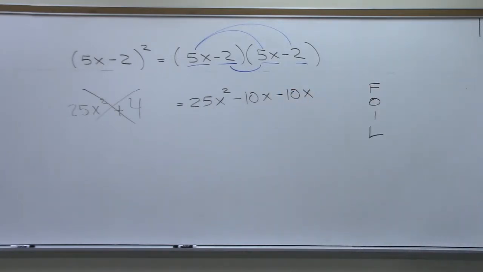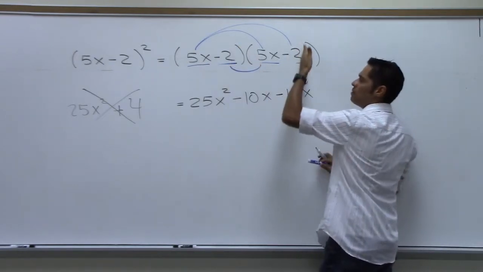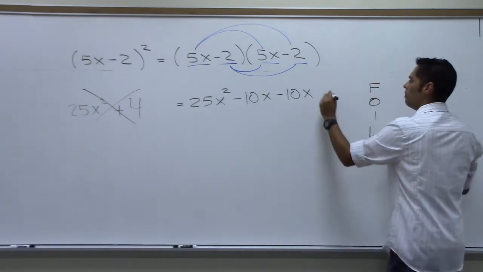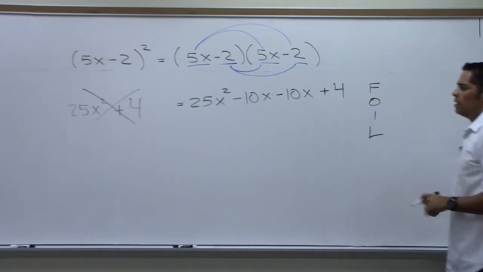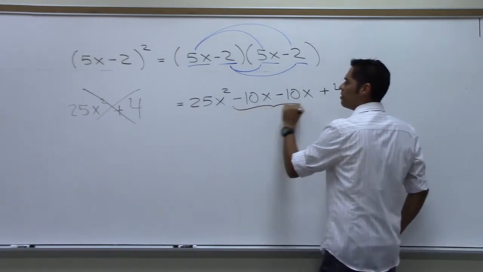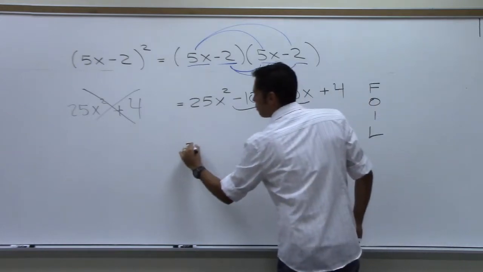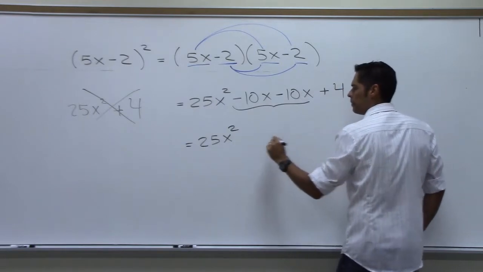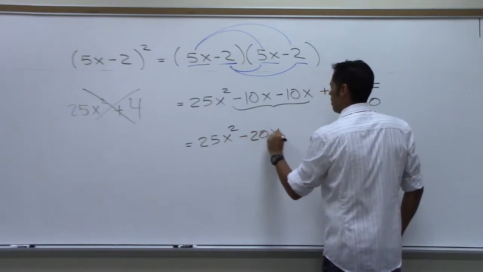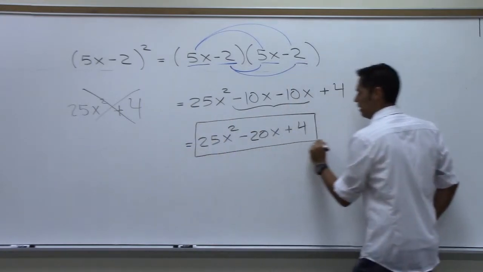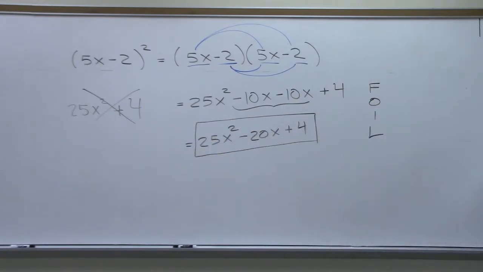And then the last ones means the last one here and the last one here together. So here to here, negative 2 times negative 2 is plus 4. And then I try and combine any like terms together. These x's can go together. So I have 25x squared. These two together become what? Negative 20x and then plus 4. And that's it, right? It's an expression, so I'm done.